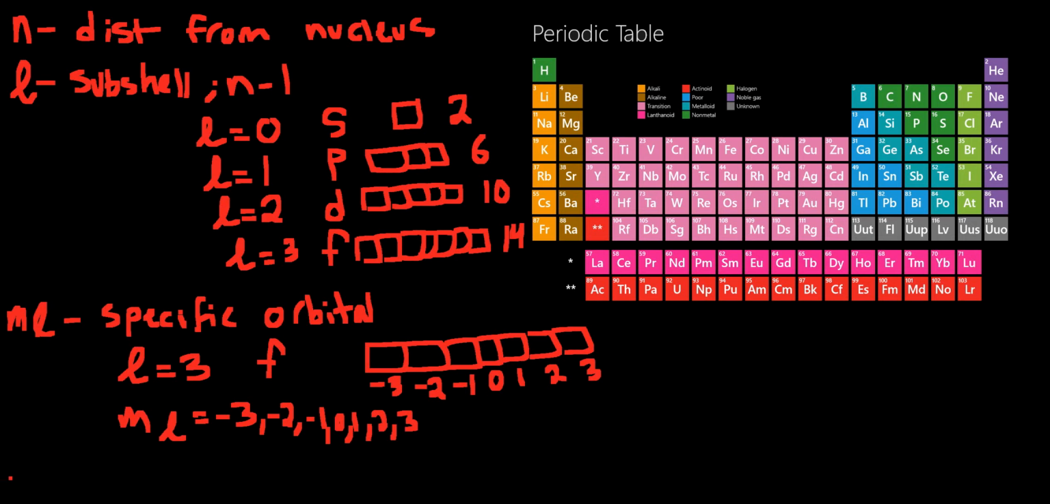And finally we have the last quantum number, which is pretty straightforward. It's just the electron spin. It's almost always either +1/2 or -1/2. And there's nothing much that you need to know about this number.